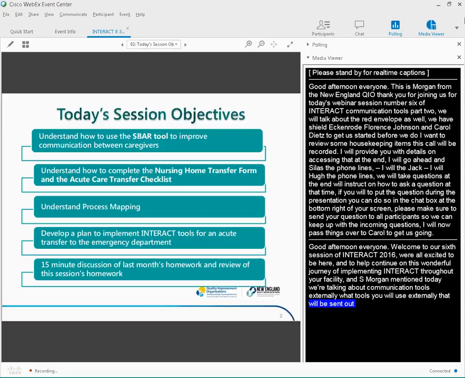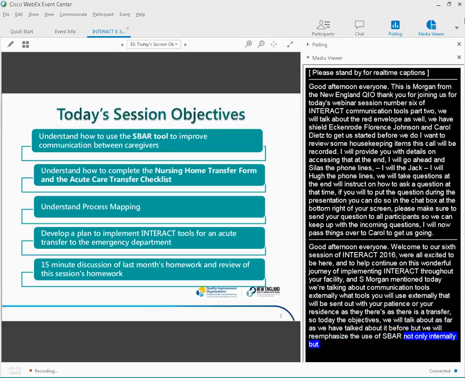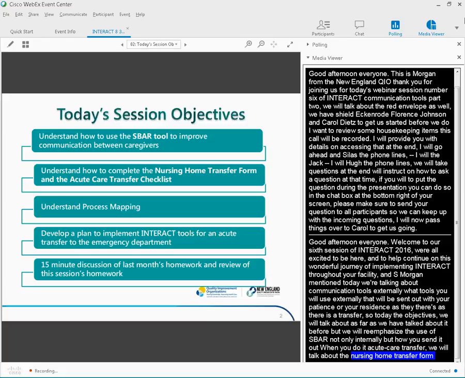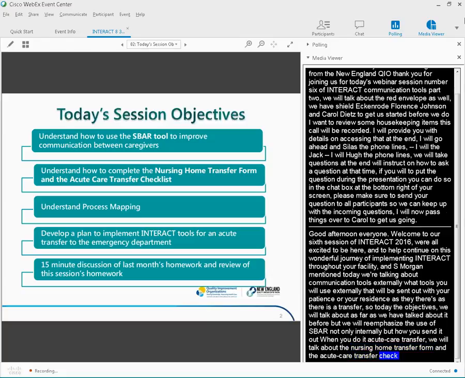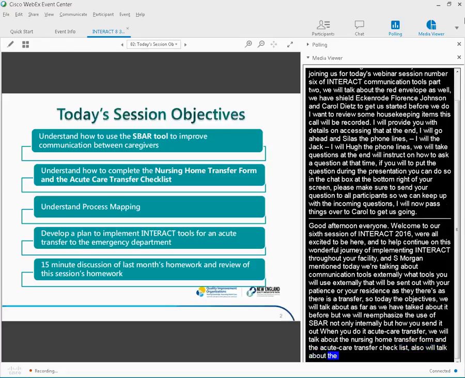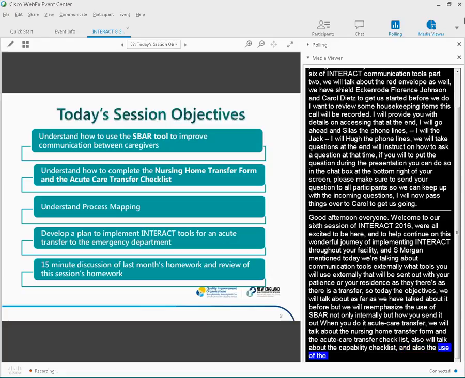So, today's objectives: we're going to talk about SBAR as we have talked about it before, but we're going to just reemphasize the use of SBAR not only internally, but how you send that completed form out when you do an acute care transfer. We're also going to be talking about the nursing home transfer form and the acute care transfer checklist, the nursing home capabilities checklist, and also the use of the red envelope as you are preparing your patient for the acute care transfer.